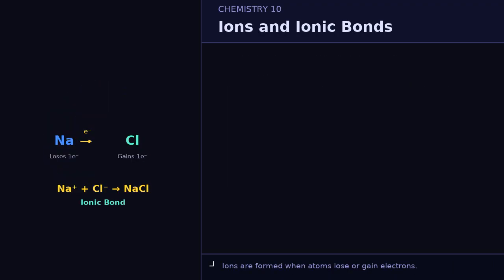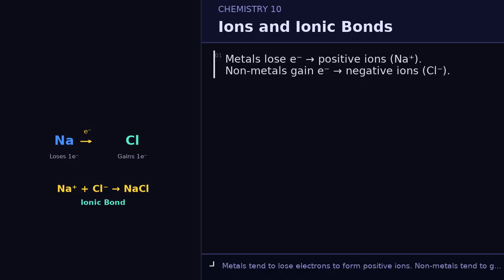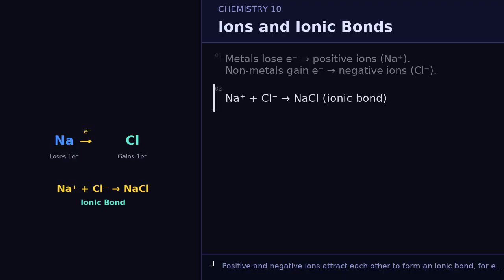Ions are formed when atoms lose or gain electrons. Metals tend to lose electrons to form positive ions. Nonmetals tend to gain electrons to form negative ions. Positive and negative ions attract each other to form an ionic bond, for example sodium chloride NaCl.